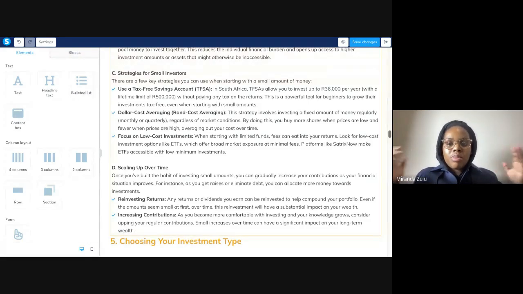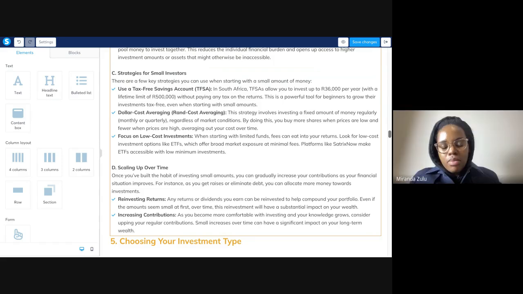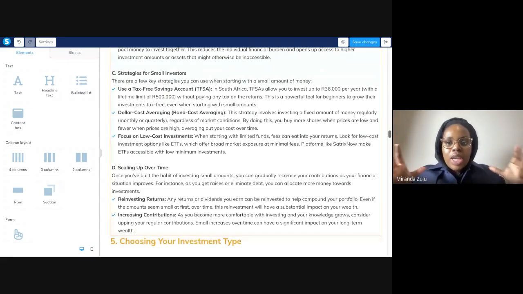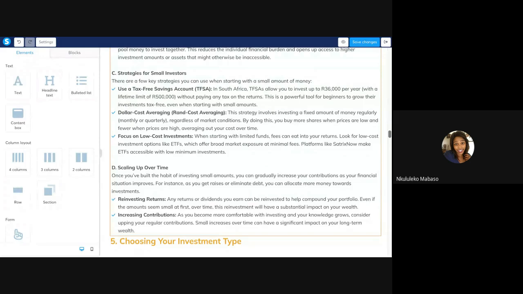So that's why we almost make it seem like that's the rule. 36,000 is all you can invest because the implications of going over are quite big. Does it make sense? So you can invest more, but the tax implications have made it the rule that you can only invest up to 36,000. I see. And then they say it gets maxed at 500,000.